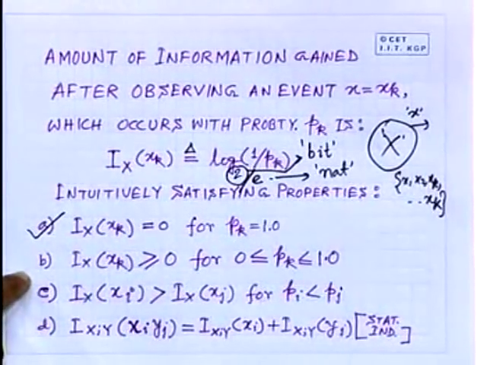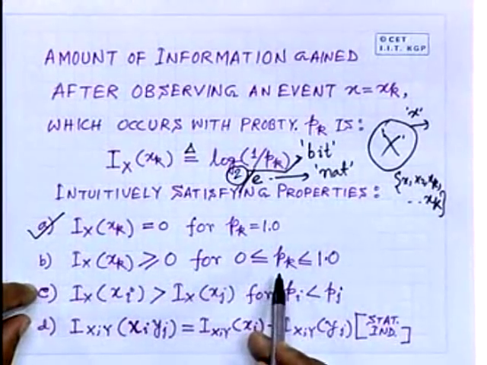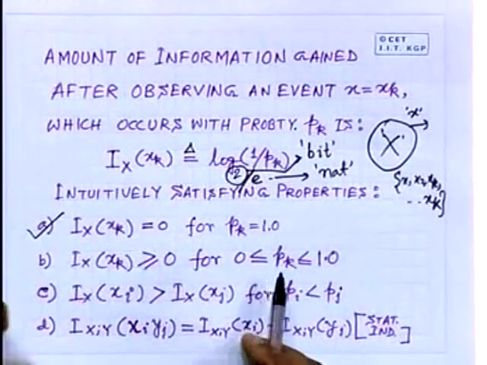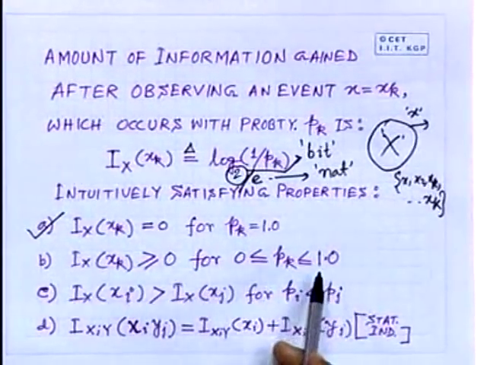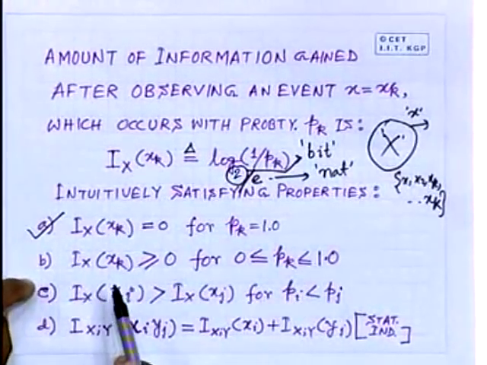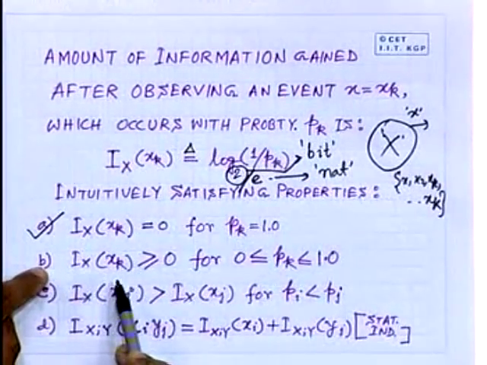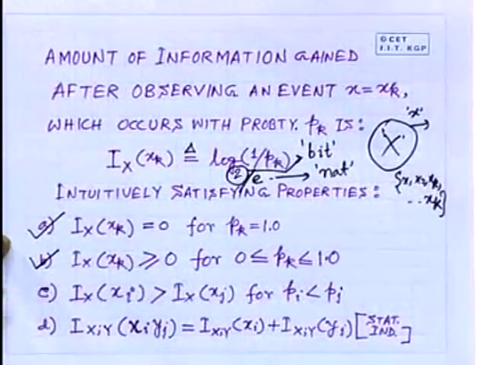So, this goes well as per our common sense. The second one, that if the probability is less than 1, then I say that yes, it was not known to me, so I have got some information. I get positive information, we say. So, when the probability is anything between 0 and 1, we say that we have gained in information really. So, information should be positive in that case, and we see that yes, information is positive by this definition.